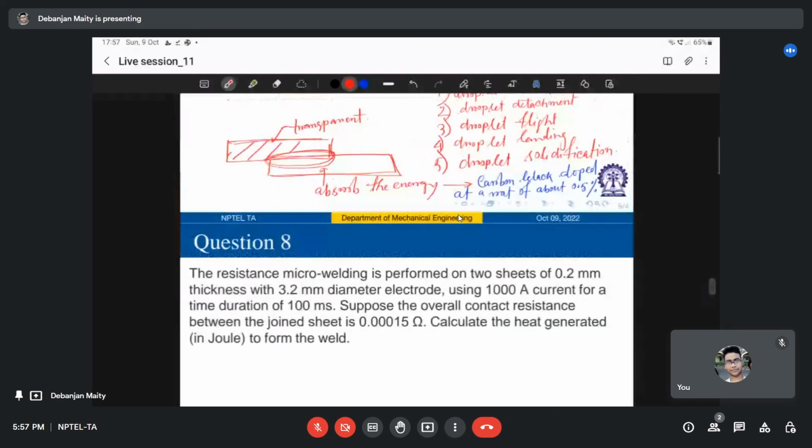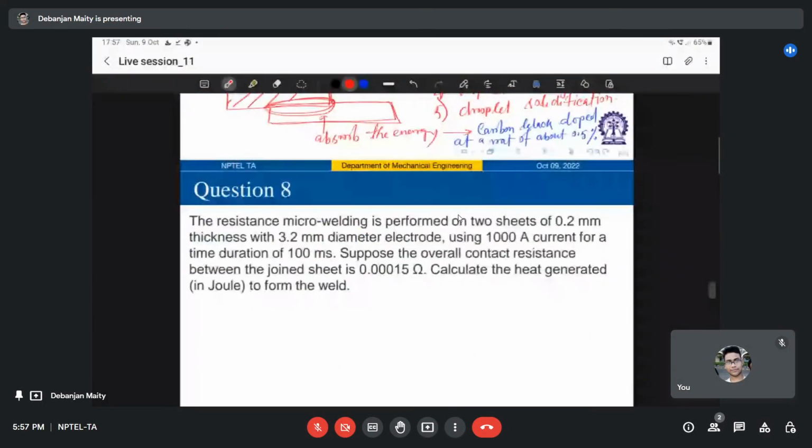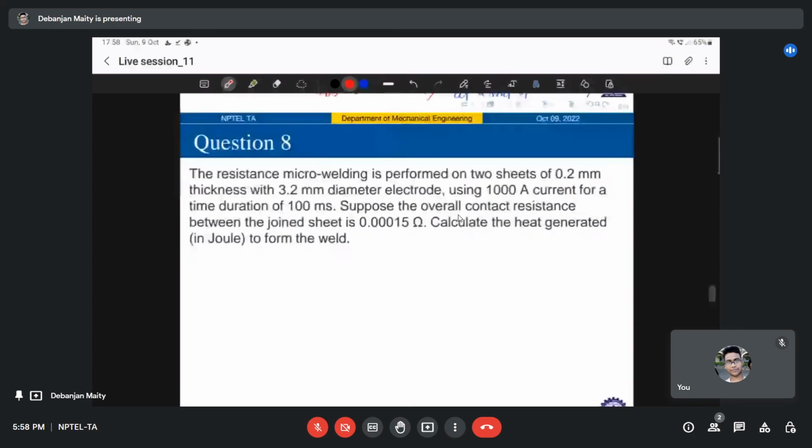Okay. So yeah, this is the last question of today's session. Here in this question it asks, the resistance microwelding is performed on two sheets of 0.2 mm thickness with a 3.2 mm diameter electrode using a 1000 ampere current for a time duration of 100 milliseconds. Suppose the overall contact resistance between the joint sheets is 0.00015 ohm. We need to calculate the heat generated to form the weld.